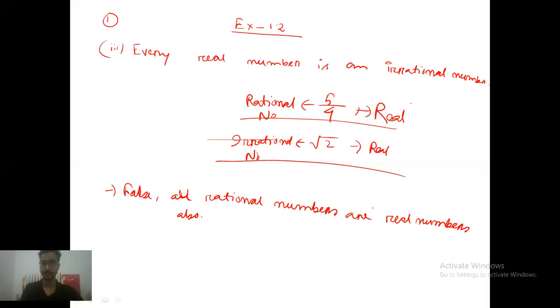Yes or no? But all the irrational numbers are also real numbers. It will also be true. All the irrational numbers are also real numbers. The vice versa will not be true. Every real number is an irrational number: the answer will be false, because all rational numbers are real numbers also. But here it says that every real number is an irrational number, and just now we have proved that a real number can be a rational number also. That's why false. All rational numbers are real numbers also.